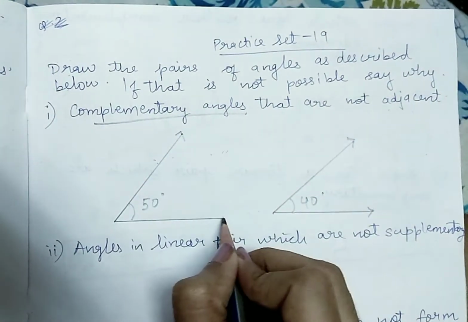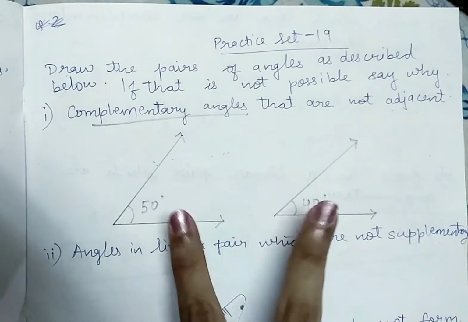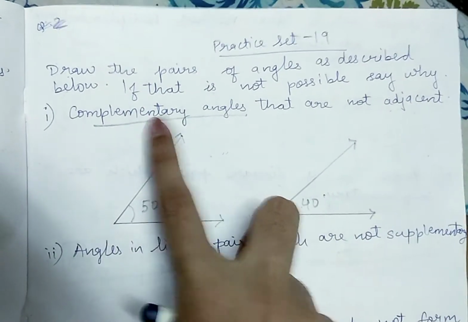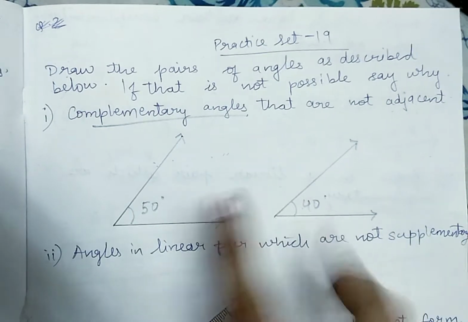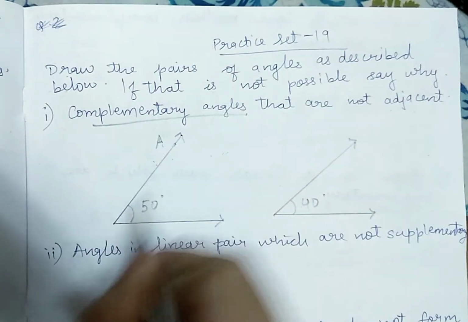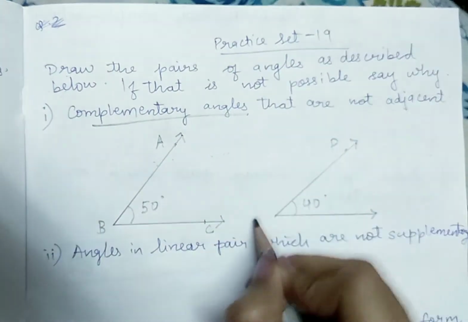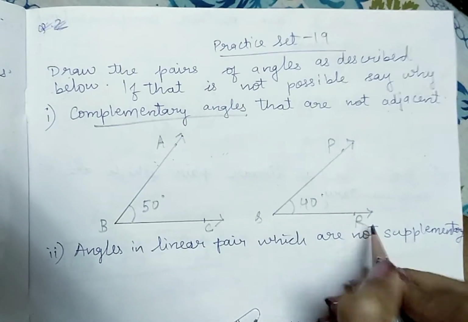You have to name the angles properly. Now see, 50 degrees and 40 degrees, these two angles are complementary and they are not adjacent. See, clearly we can see they are not adjacent. Let us name them A, B, C and P, Q, R.